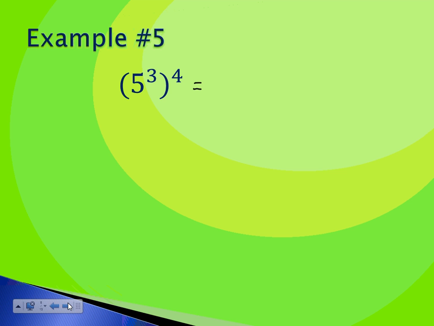Who wants to offer me an answer? Austin. 5 to the 12th? Do we agree? I agree. Why don't we take the 4 to the 5? Because the base stays the same. Base stays the same? Good. Okay, the base is going to stay the same, and you simply will multiply the exponents and get 12.